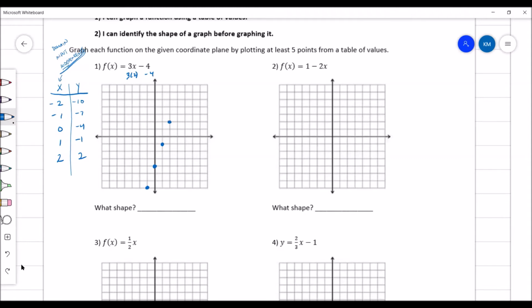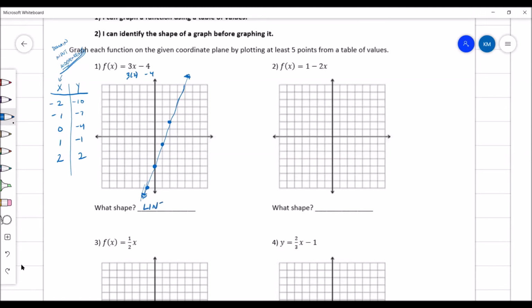All right, and so I'll follow this graph. It should just try to make a straight line. All right, and it should be a line. My hands weren't so shaky. It's just a line. Connect those things. Okay. What shape is it?